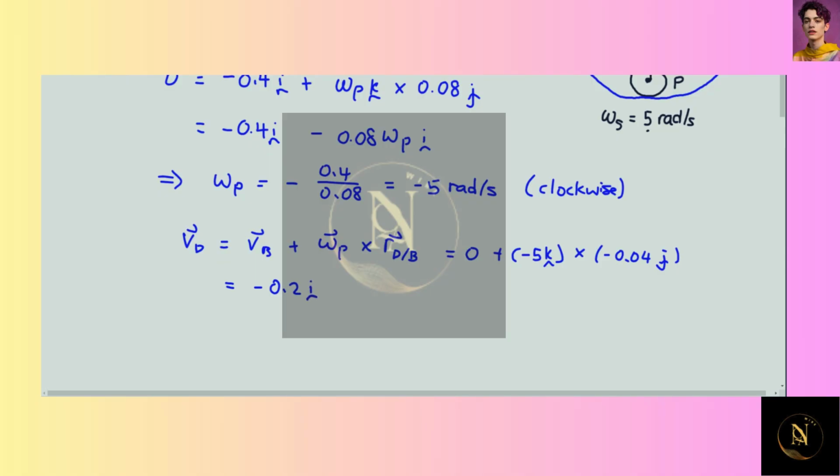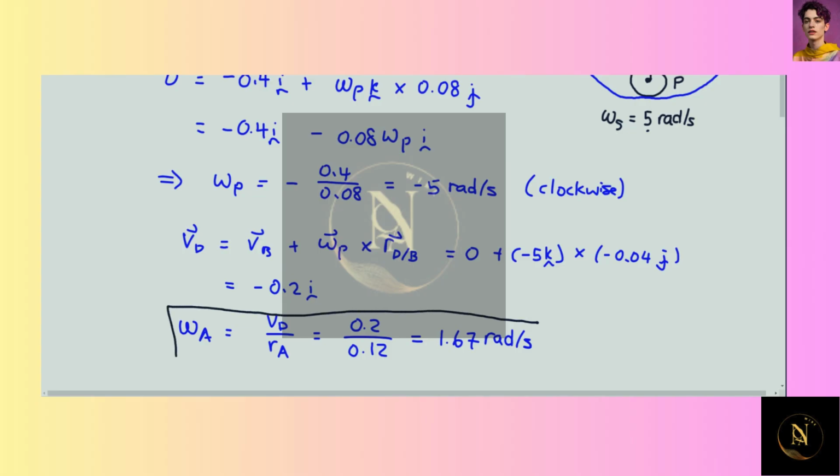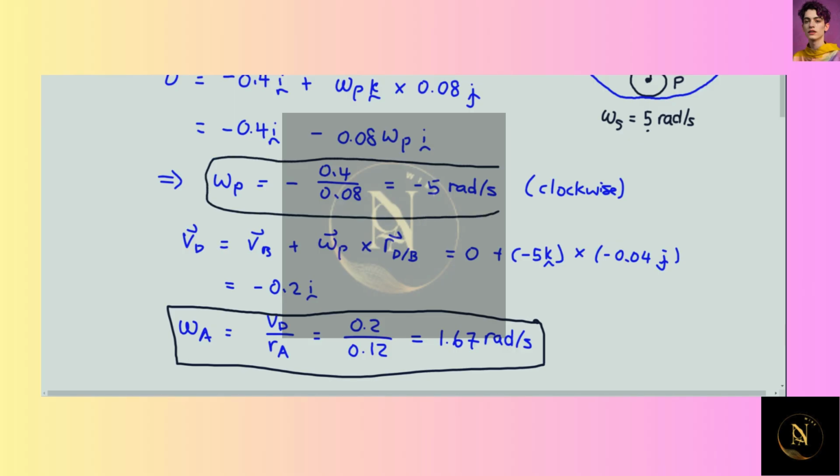And then omega A will just be VD divided by RA. This is equal to 0.2 divided by 0.12, which is equal to 1.67 radians per second. So this is the answer for omega A, and this is the answer for omega P. Okay, and that's all for this question.